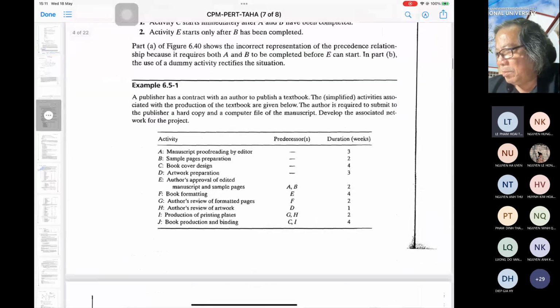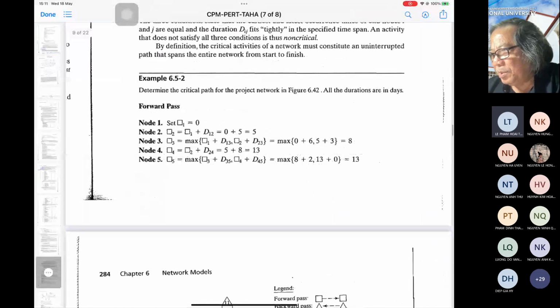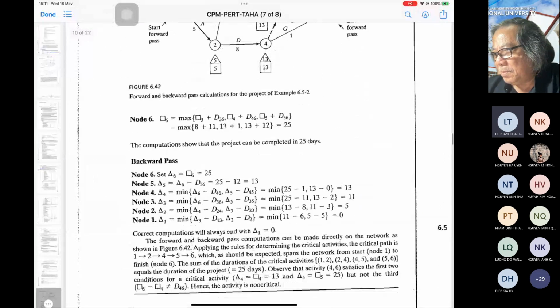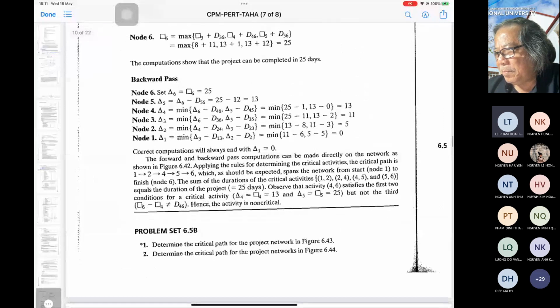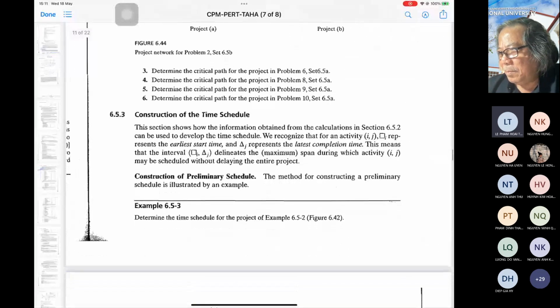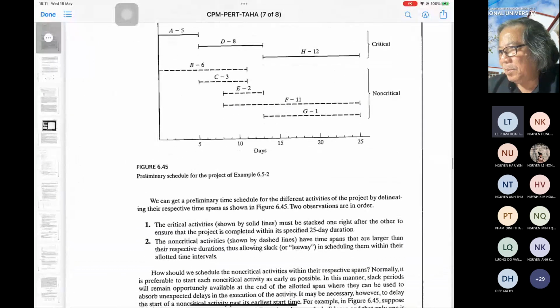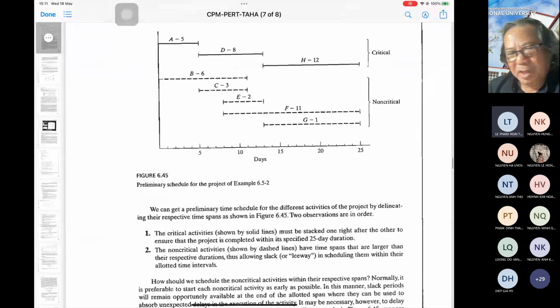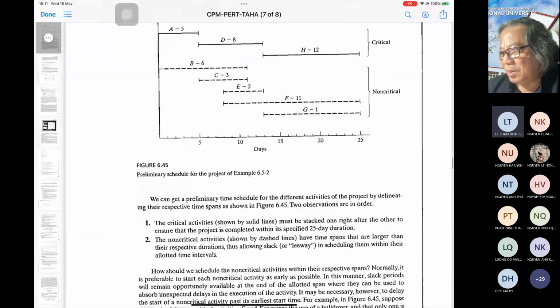Network model. What is it? Task. And here is the Gantt chart. I'll tell you.